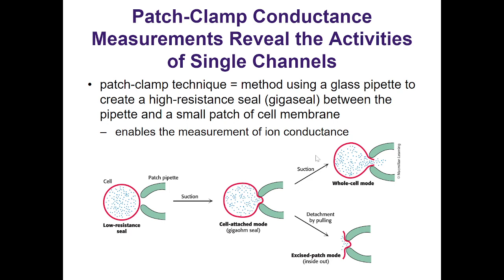Okay, so we have our suction here. And so this would be the whole cell mode. And what's going to happen is we're actually going to break it open. It's going to spill the contents into our pipette. The glass will act as an insulator. And so now we can measure the electrical conductance of those ions, right?